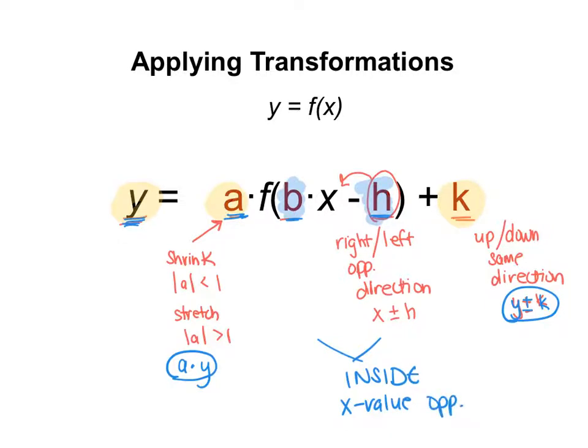Okay, everything outside is in the same direction. So if there were a shrink or stretch of the x value here, it wouldn't be multiplied as this is multiplied and this is multiplied. It would be the opposite. It would be divided. Now the good thing is you don't have to worry about that. All you need to worry about is everything else that I have written down here.